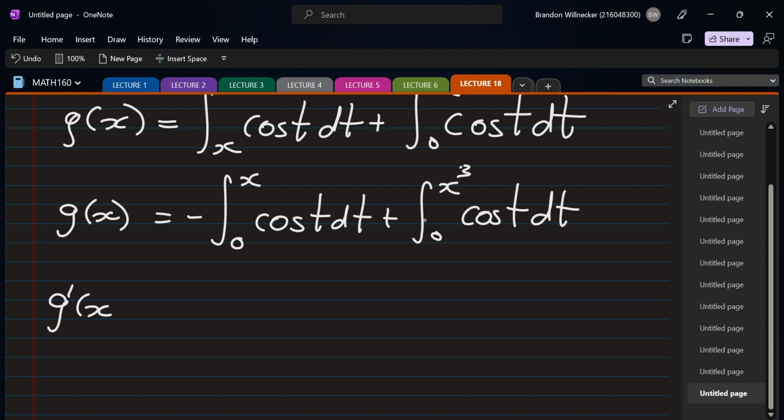So g prime. Okay, for the first one, straightforward. We don't have to worry about any u substitution. We just take the x, we put inside cos, and remember the minus sign in front. So minus cos x. Plus, for the second one, we do need to worry about the u substitution because the top part is not x by itself, it's x cubed.